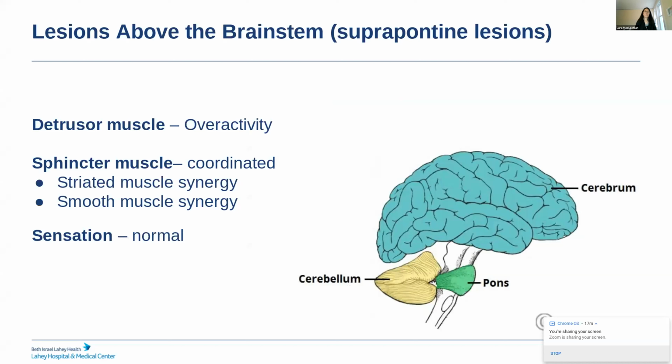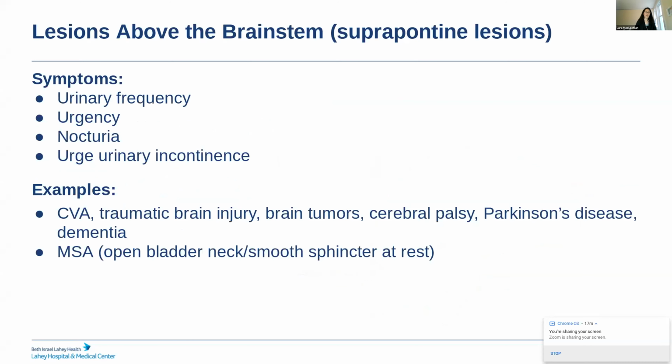And so this is the pattern that you would see in a suprapontine lesion. The detrusor muscle will be overactive. The sphincter muscle would be coordinated. So we're talking about both the striated muscle and the smooth muscle will be coordinated, and sensation will be intact. So the bottom line is these patients will have detrusor overactivity with complete emptying because their sphincter muscles are coordinated.